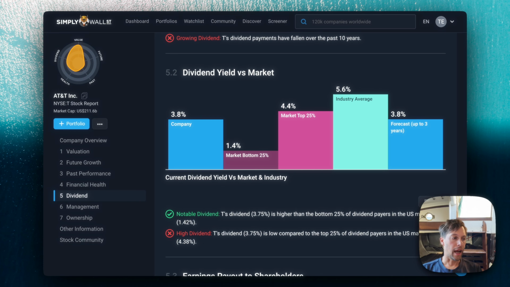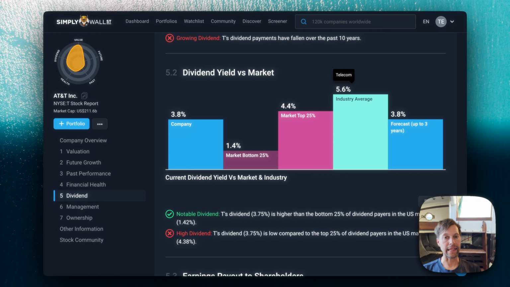For example, in Australia, the companies pay generally higher yields than the companies in the US because they're doing more buybacks often. But again, the way to frame this up would be, this is what the company's paying. This is the bottom 25% of the market, so the lower quartile. This is the top quartile, so this is really like the top 25%. This is the average in the industry.